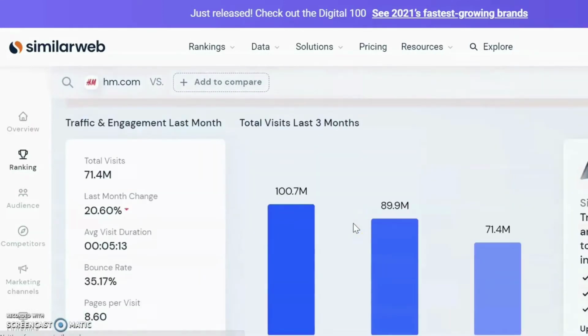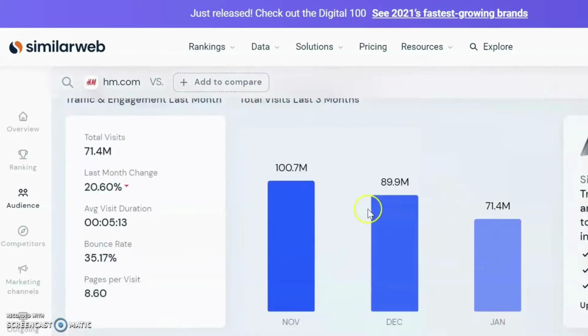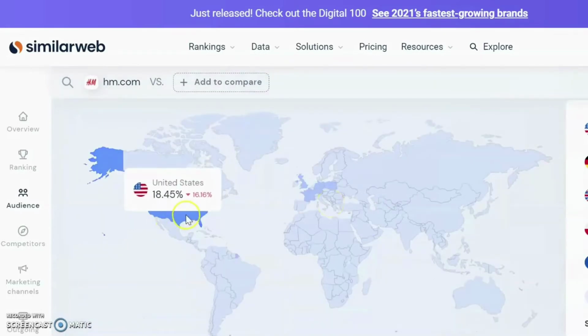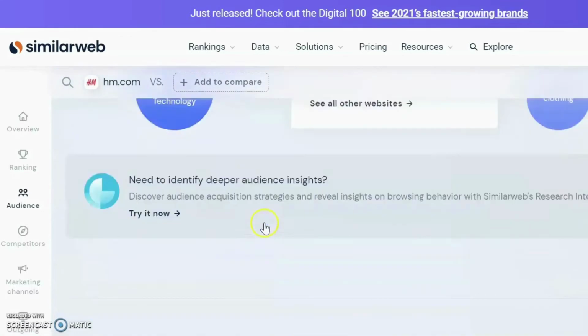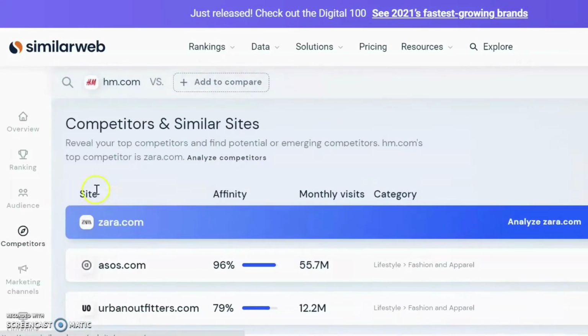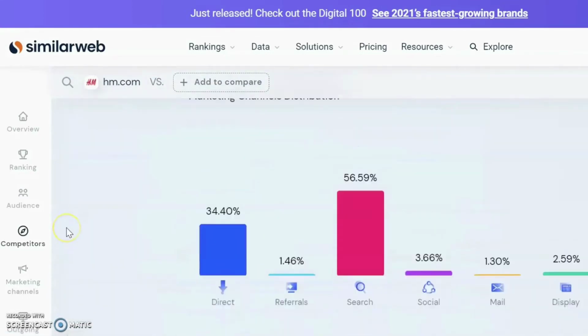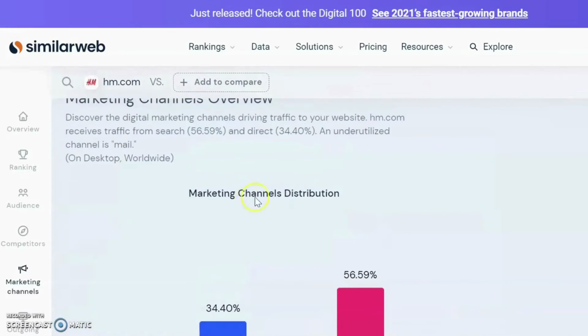Scrolling down, we'll also get some good additional information. So as we could see from here, their traffic has reduced throughout the past 3 months. This could be a bad sign. Scrolling through, primarily in the United States, continue to scroll our way along. Potential competitors. These are some particular brands that might be ideal matches. But really most interesting is its marketing channels.